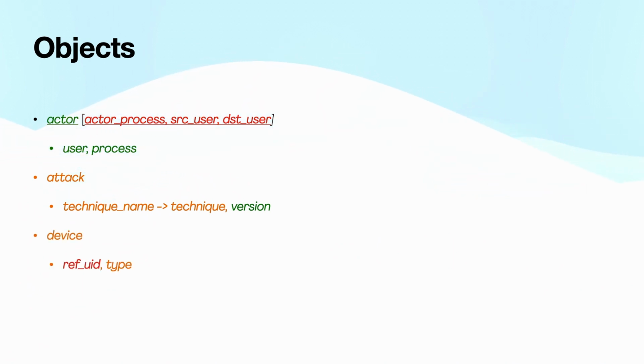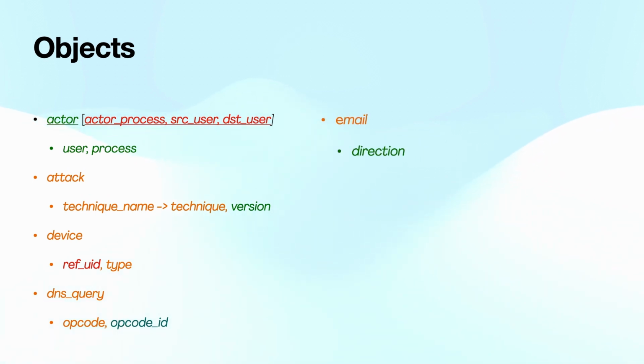Reference to unique device identifier has been removed from the device object, and the requirement for device type has been made optional. Attribute opcode in the DNS query object has been made optional, whereas a new attribute opcode ID has been added. A new attribute direction has been introduced in the email object to capture the direction of the email. The type attribute for the file object has been made optional, and product has been defined.